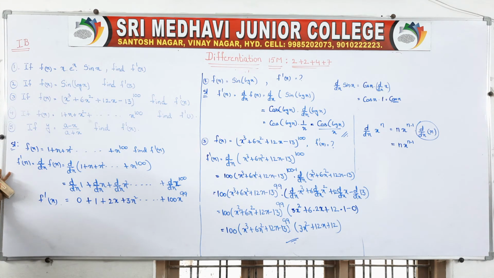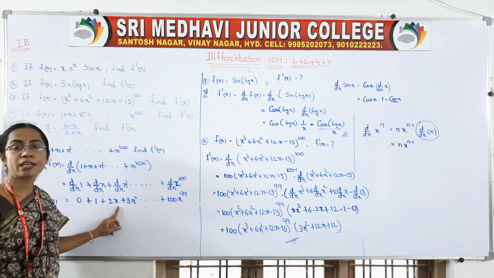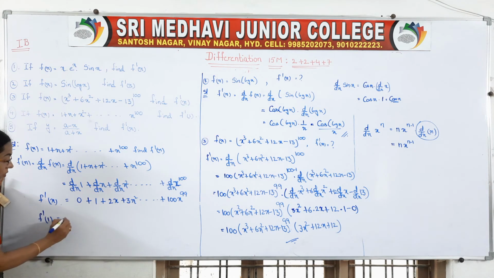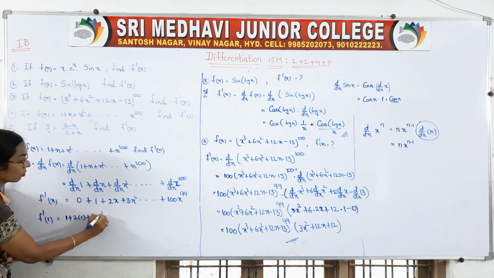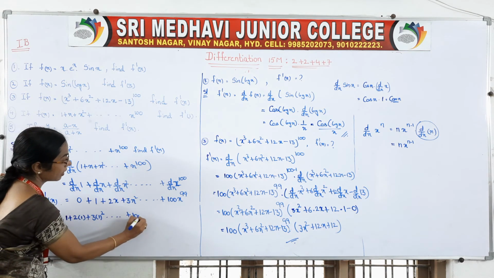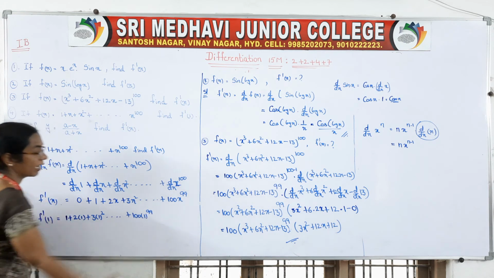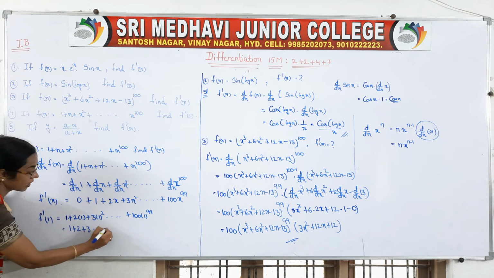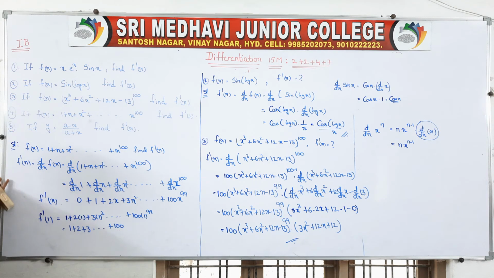Question is find f dash 1, right? So f dash 1 is equal to, what is the meaning? Wherever x is there you have to take 1, that is your f dash 1. So 1 plus 2 into 1 plus 3 into 1 square and so on plus 100 into 1 to the power of 99. So it is equal to 1 plus 2 plus 3 and so on up to 100. Okay, sum of the natural numbers.